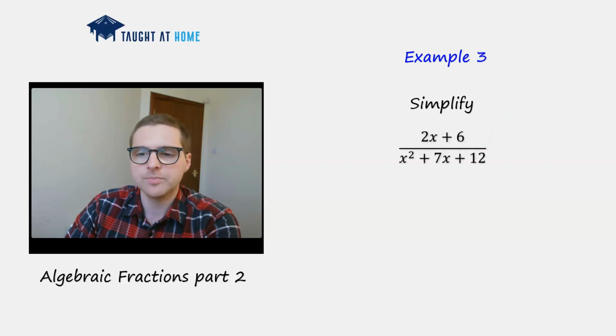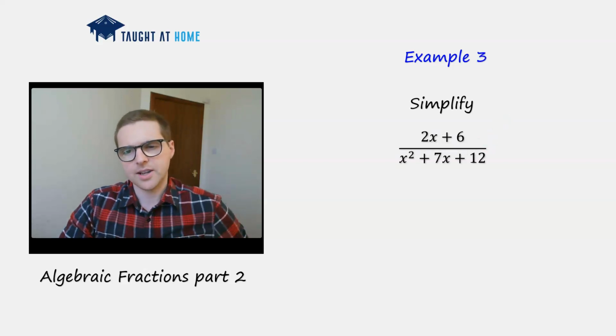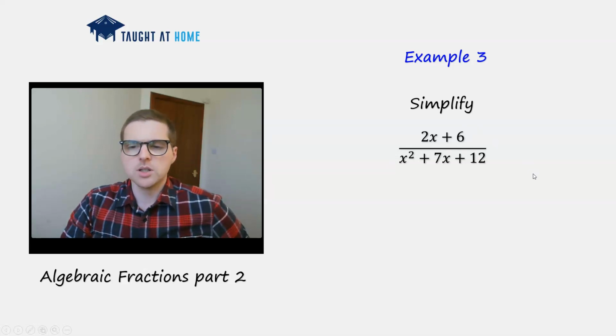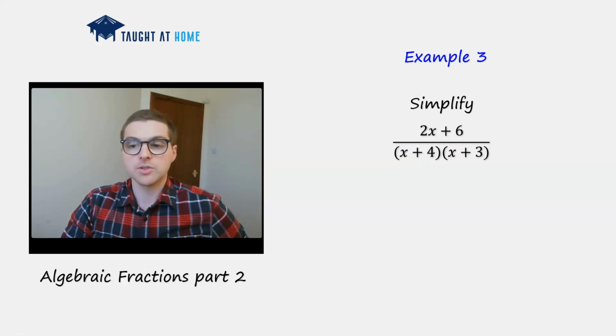And a third example, we've got 2x plus 6 divided by x squared plus 7x plus 12. Again, we've got a trinomial quadratic at the bottom, and we've got a binomial at the top. So let's go to factorise the denominator. We've got (x plus 4)(x plus 3).